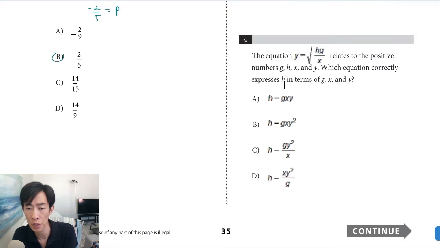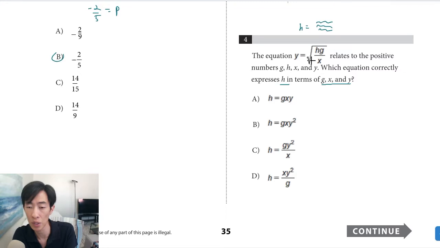Question 4, the equation relates to the positive numbers g, h, x, y, and which equation correctly expresses h in terms of g, x, and y? So if they want h in terms of all the others, it basically means they want h on one side, all the numbers and all the letters on the other side.